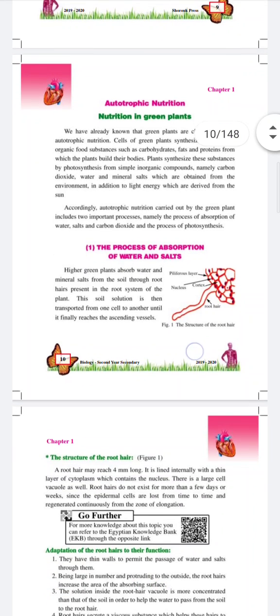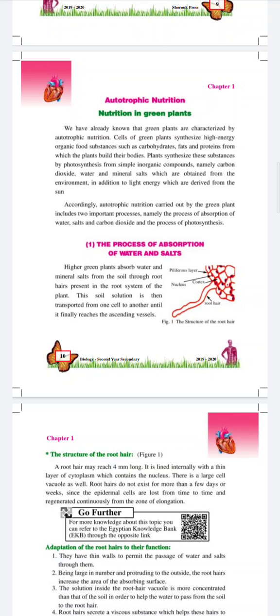Absorption of water and salts happens mainly through a system. This system is the root system. Water and salts are absorbed from the soil through the root hair present in the root system of the plant. Then the water is transported from one cell to another till it reaches the ascending vessels, or xylem.